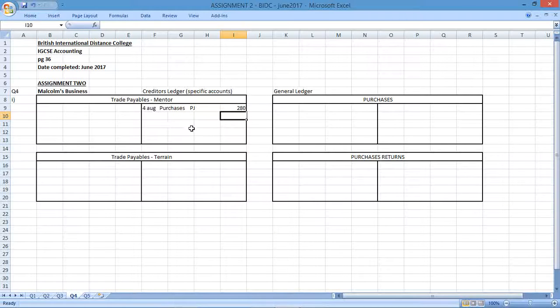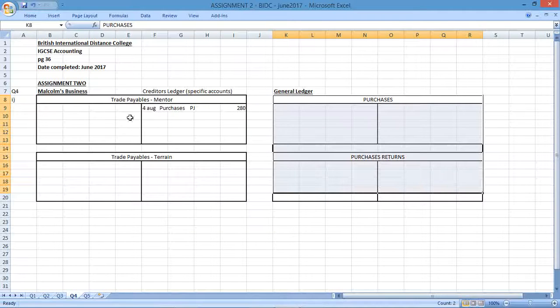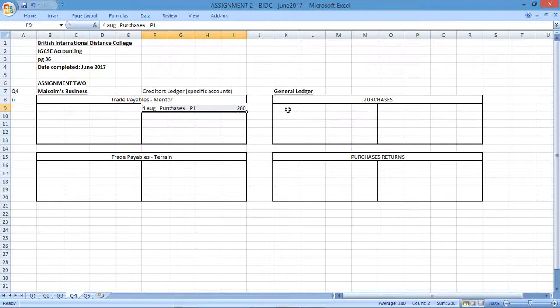I'm not doing journals separately, so I'm going to be recording that as well in the actual general ledger account. The general ledger we know is going to have totals because we take the totals from the journal and we post them through to the general ledger. I don't have journals here, so I'm going to show as much detail as possible. If that's the credit, then in purchases I'm going to show the debit.